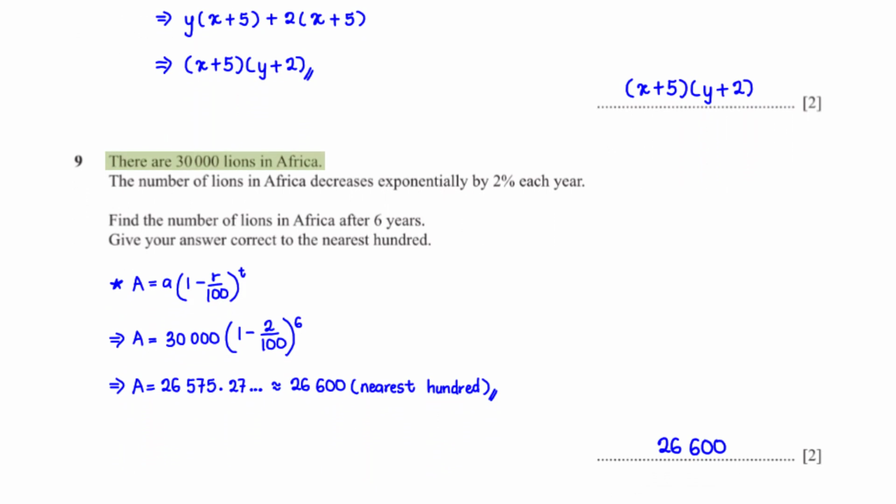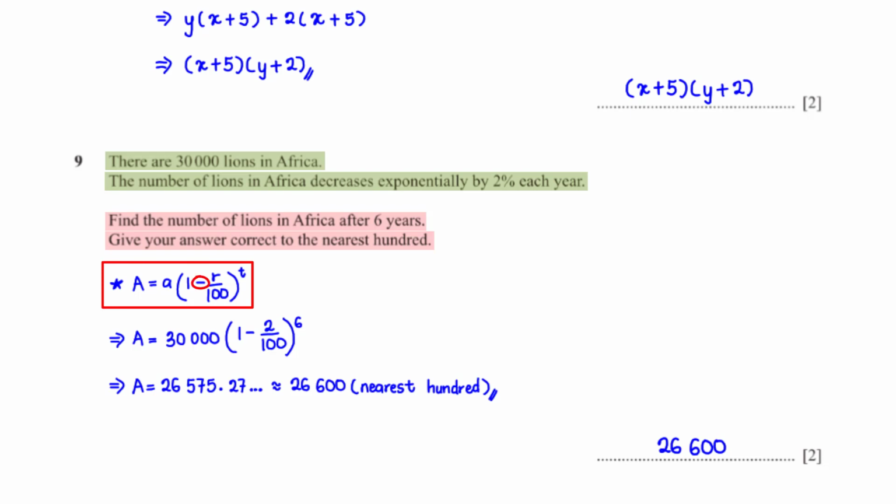There are 30,000 lions in Africa. The number of lions in Africa decreases exponentially by 2% each year. Find the number of lions in Africa after 6 years. Give your answer correct to the nearest 100. In this case, we need to apply the compound or exponential formula. Since we are dealing with a decrease, we bring a minus here.